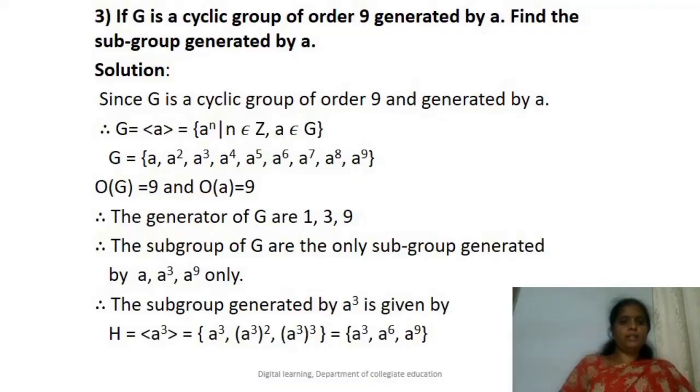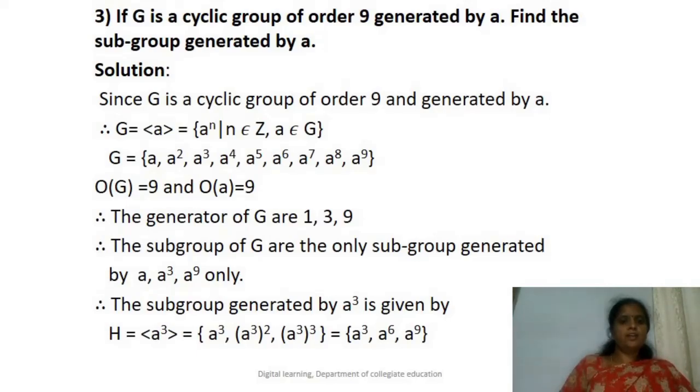Nextly, let us go for one more example. If G is a cyclic group of order 9 generated by A, find the subgroup generated by A. Since G is a cyclic group of order 9, as they have already given, and generated by A, we have to write G as A to the power n, where n is an integer and A belongs to the group. Since it is in the power form and of order 9, it starts from A to the power 1 to A to the power 9. So what is the order of G? Order of G is 9 here, then order of A is also 9.